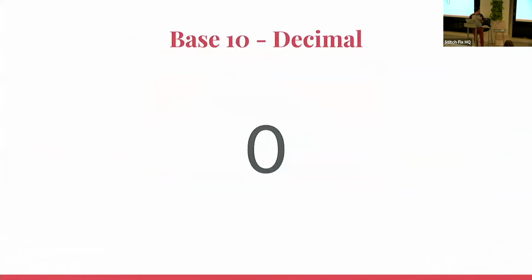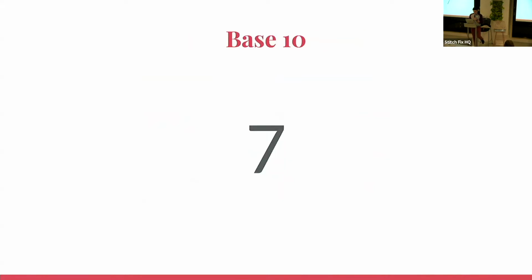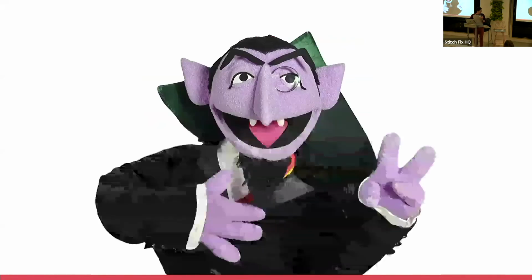So a really basic number system would be like base 10, which is decimal. So you go 0, 1, 2, 3, 4, 5, 6, 7, 8, 9, and then 10, and then 11, and then it goes on. You get the idea.